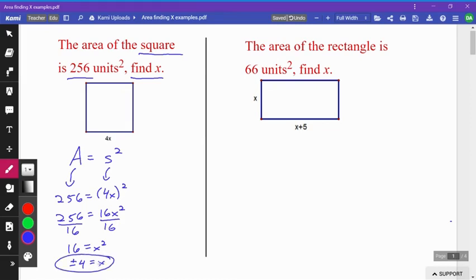Now that's the algebra answer, but let's go back to the picture. I cannot plug a negative in here because I get a negative length for a side. So in this case, x is going to equal 4.